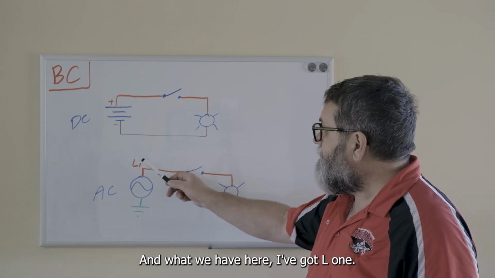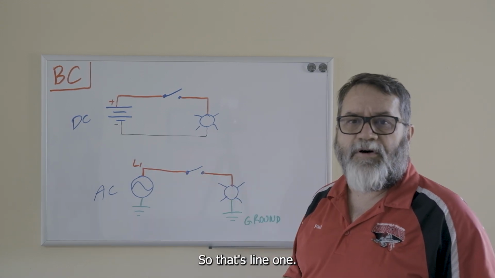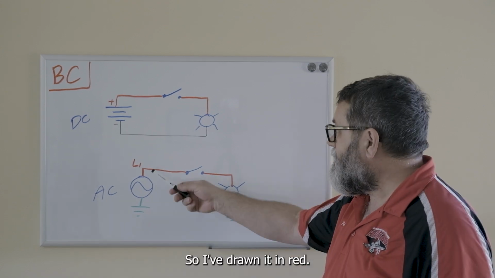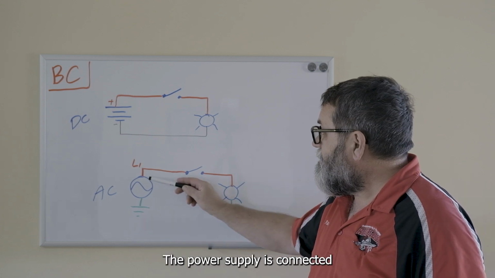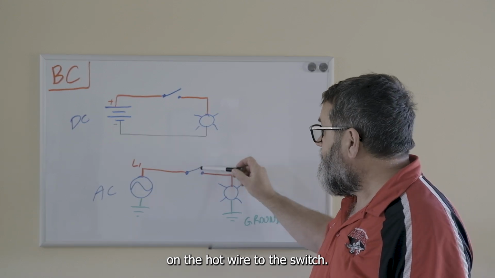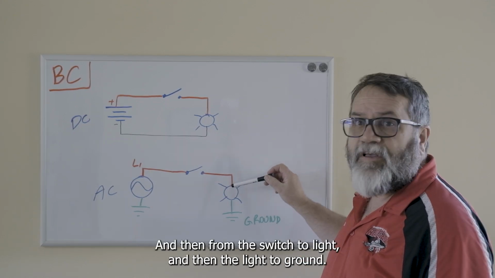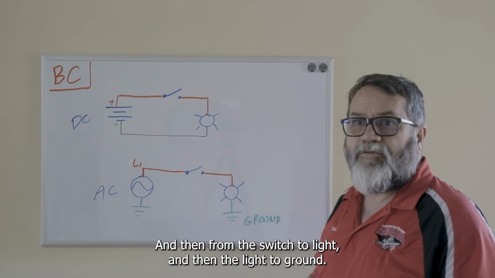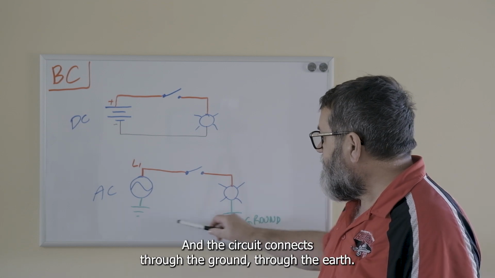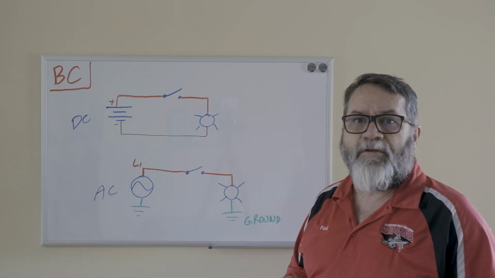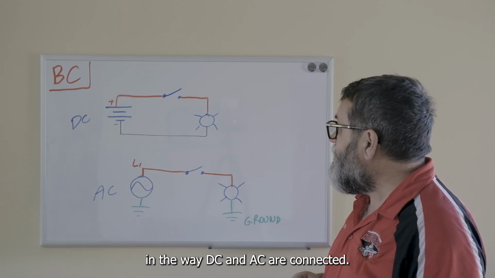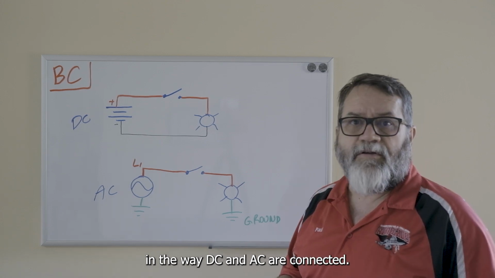And what we have here, I've got L1, so that's line 1, and sometimes people call that the hot wire. So I've drawn it in red. The power supply is connected on the hot wire to the switch, and then from the switch to the light, and then the light to ground. And so we still have a complete circuit, and the circuit connects through the ground, through the earth. So somewhat similar, but a little bit different in the way DC and AC are connected.